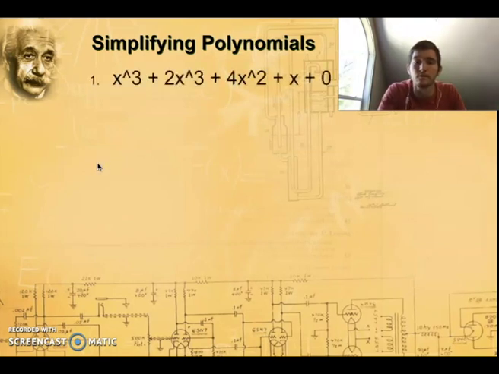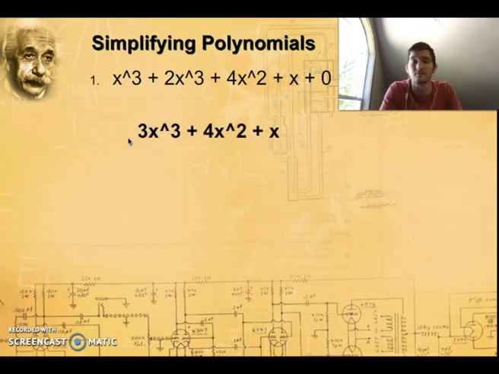So first one we have is x cubed plus 2x cubed plus 4x squared plus x plus 0. For this one, you might initially think that you can combine x cubed and x squared, right? But imagine x represents meters. We couldn't combine meters squared and meters cubed, right? One represents area, the other represents volume. Those are not two of the same thing. Just like meters per second would be speed, but meters per second squared is acceleration. Those are two different quantities.